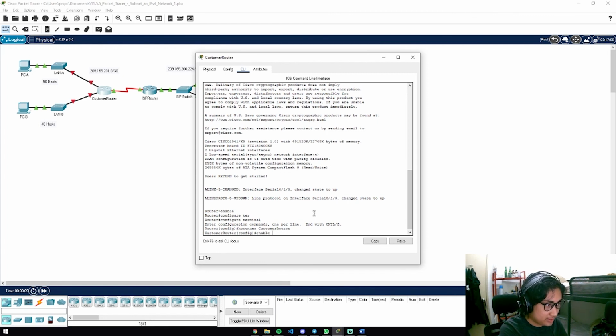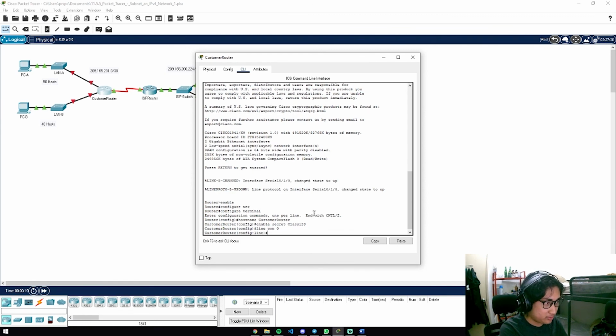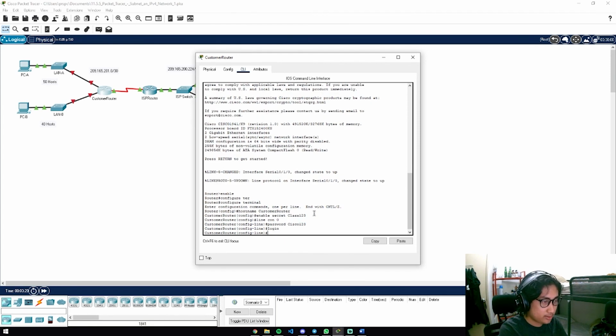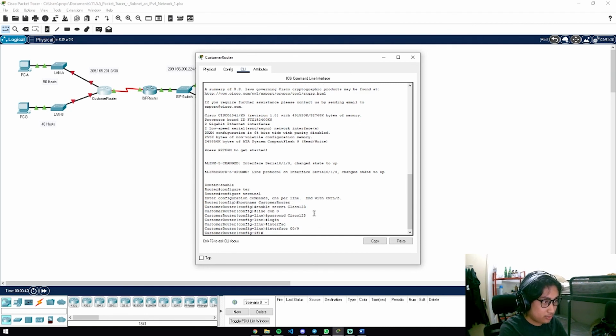Oops, my mistake. Enable secret class 123, and then we have to change to line con 0, and put in the password, which is password Cisco 123. Now we have to log in, so just type in login. Then we open the first gigabit Ethernet interface, gigabit Ethernet 0/0. So just type in interface G0/0, and now we have to set the IP address.